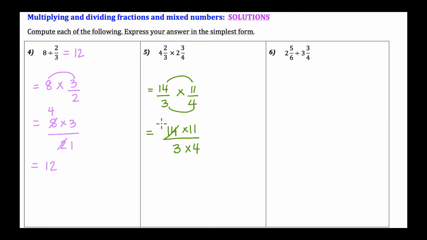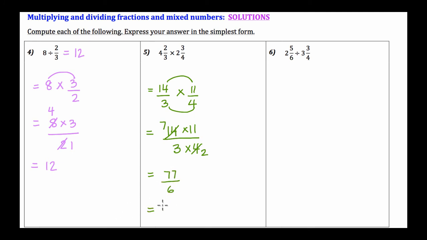So 14 divided by 2 is 7 and 4 divided by 2 is 2. There's nothing else that goes into the numerator and the denominator. So we multiply the numerators, that 7 times 11 is 77 and 3 times 2 is 6. And now we convert it back to a mixed number.